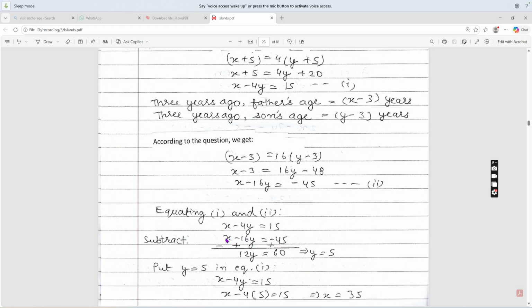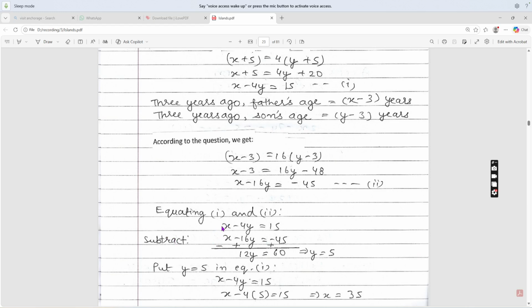Now we are going to subtract both of these two equations. Why? Because the coefficient of x in both the cases is the same. So it is plus 1, it is plus 1. Now this plus becomes minus due to this subtract word. This minus becomes plus due to this subtract word. This minus becomes plus due to this subtract word. Now we have to operate on the first sign and the last sign.